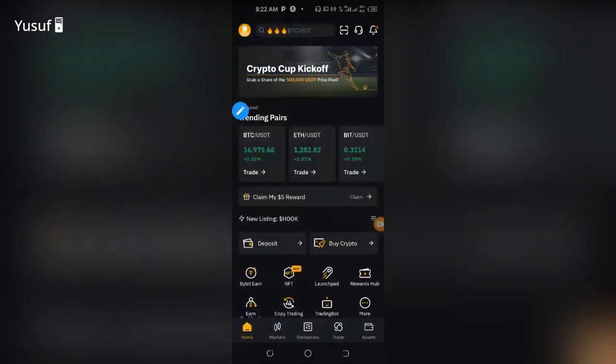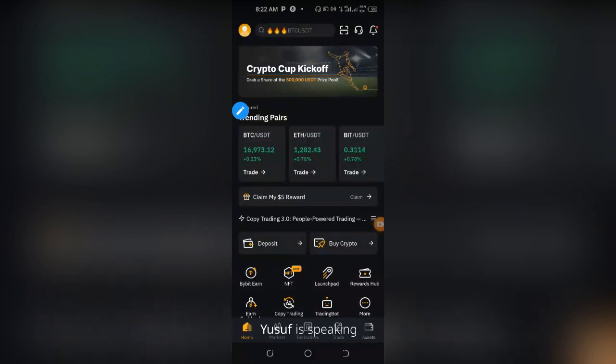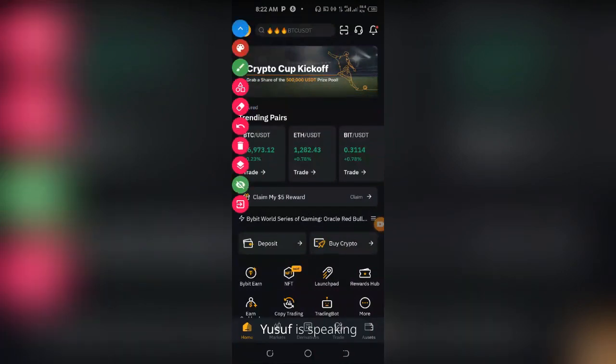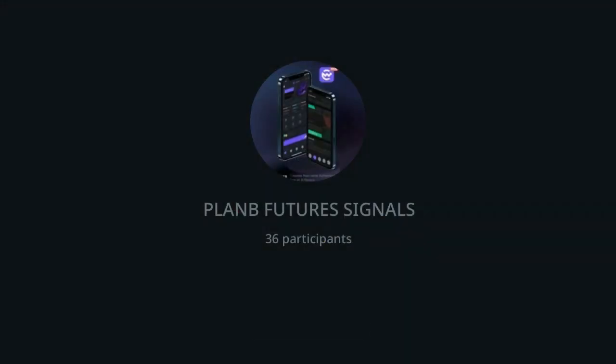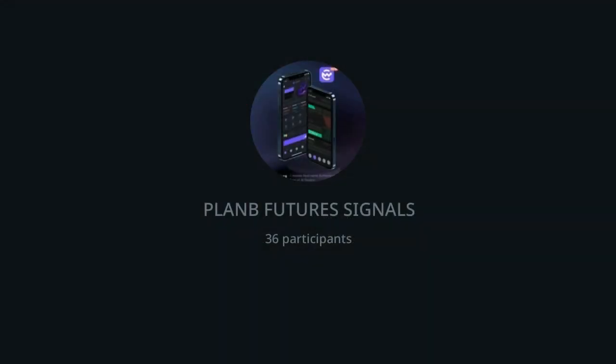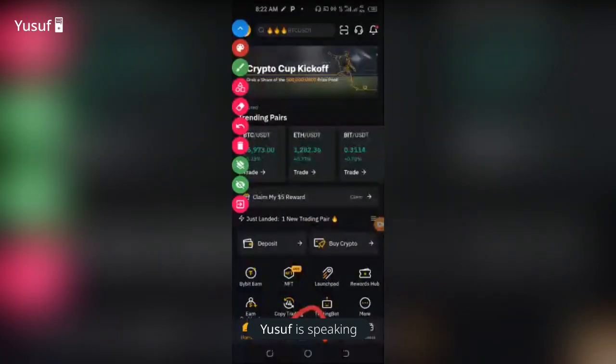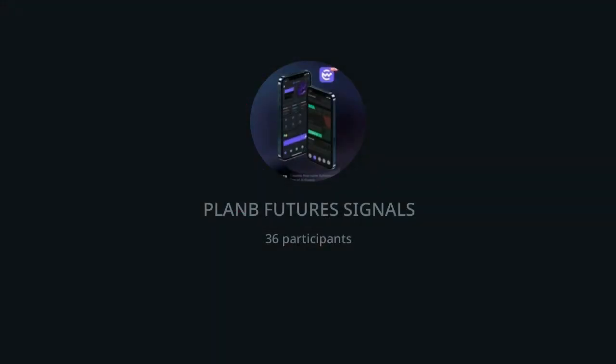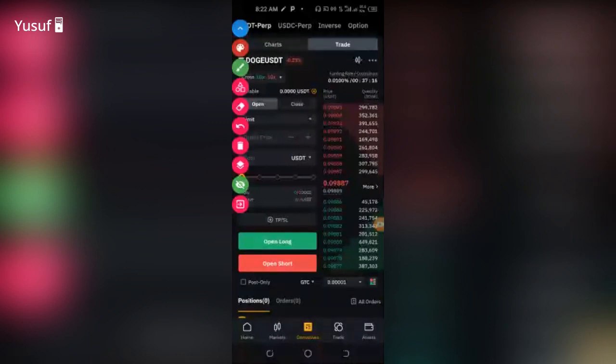Now this is the interface. So if you want to trade on this Bybit, if you want to trade futures, if you look at Binance, Binance will show you futures at the bottom. But here in Bybit, this is trade. I'll still talk about it.